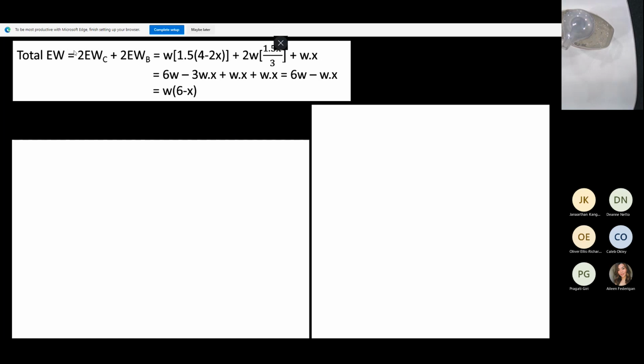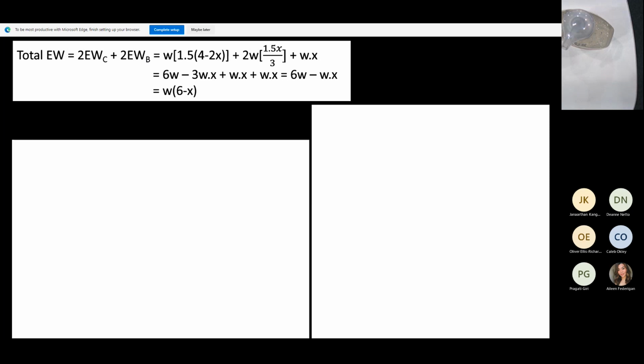So the external work will be twice the external work of C and twice of B, and then what you need to do is just expand the brackets here, and you will see that there will be some simplifications. You get 6W minus WX. I've taken the W outside the bracket, 6 minus 6. And that's the total external work for this slab.